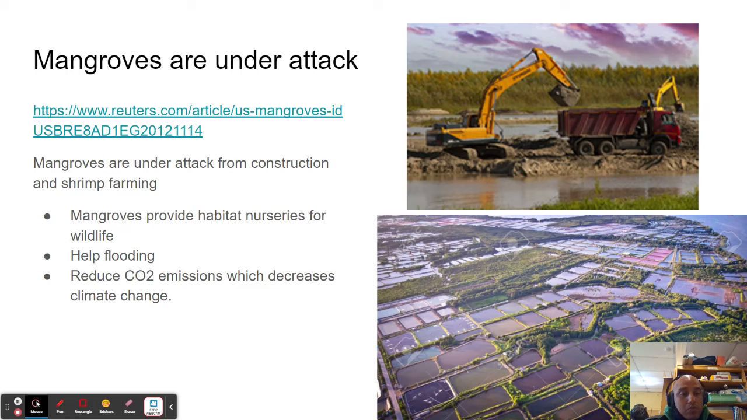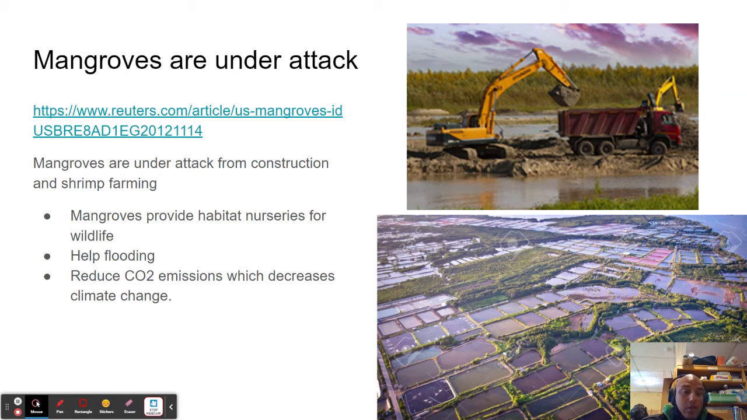in a relatively small area, and you're going to be pumping them full of food, and so they're going to be eating, they're going to be pooping, they're going to be defecating, and that's going to produce a lot of excess NPK, and that's probably going to get washed over into either a river or the ocean itself. So they are under attack from construction and shrimp farming.